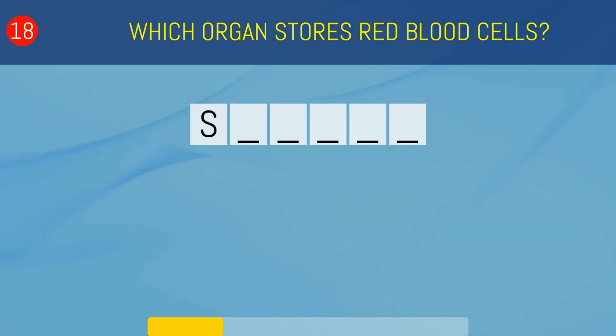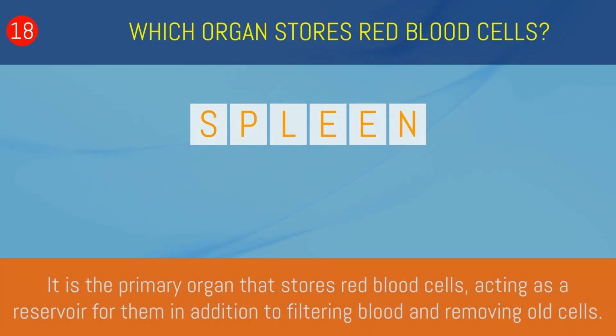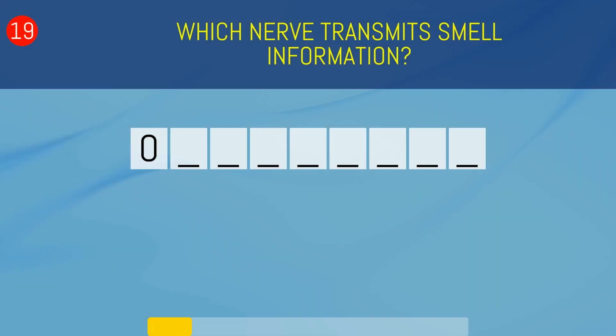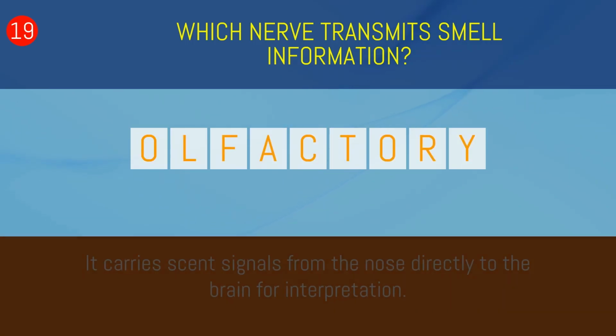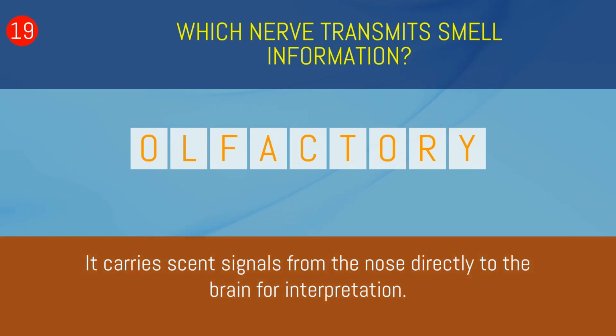Which organ stores red blood cells? Spleen. It is the primary organ that stores red blood cells, acting as a reservoir for them in addition to filtering blood and removing old cells. Which nerve transmits smell information? Olfactory. It carries scent signals from the nose directly to the brain for interpretation.